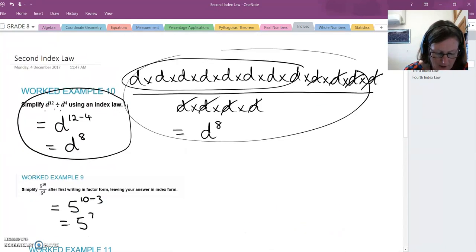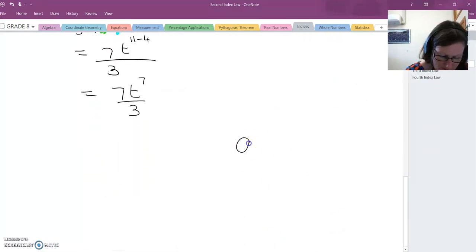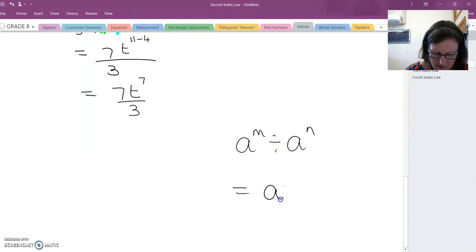So just recapping, the second index law, or index law 2, says to us that if it's a division and the bases are the same, division with bases the same, we subtract those indices.